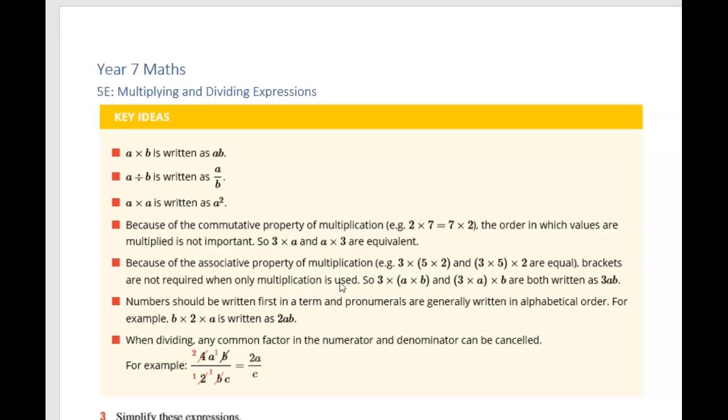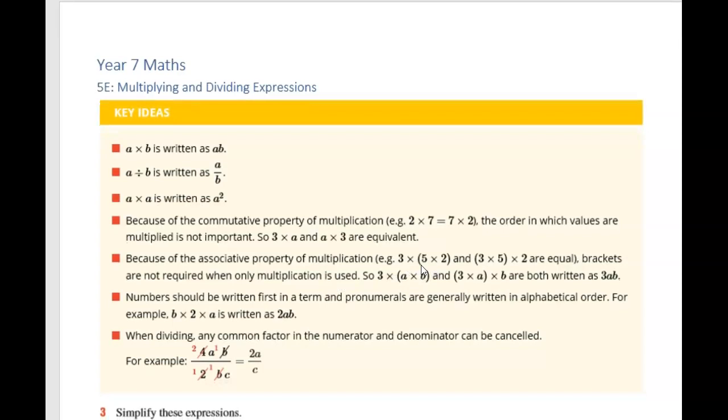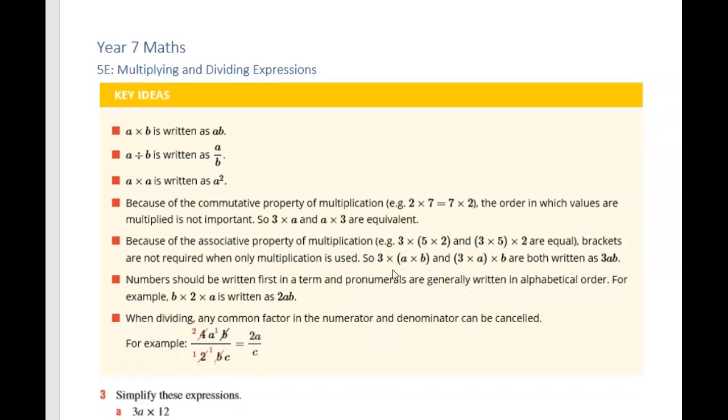What's the next one? Okay, so the next one we're just looking at when we're multiplying, the brackets don't really matter. You can see here we've got 3 times and then 5 times 2 in the brackets. And then here we've got exactly the same thing, 3 times 5 times 2. The brackets don't make any difference. So it's the same when we're working with algebra. If we had 3 times and A times B in brackets, and we had 3 times A and B outside the brackets, both are 3AB. Okay, so it doesn't matter.